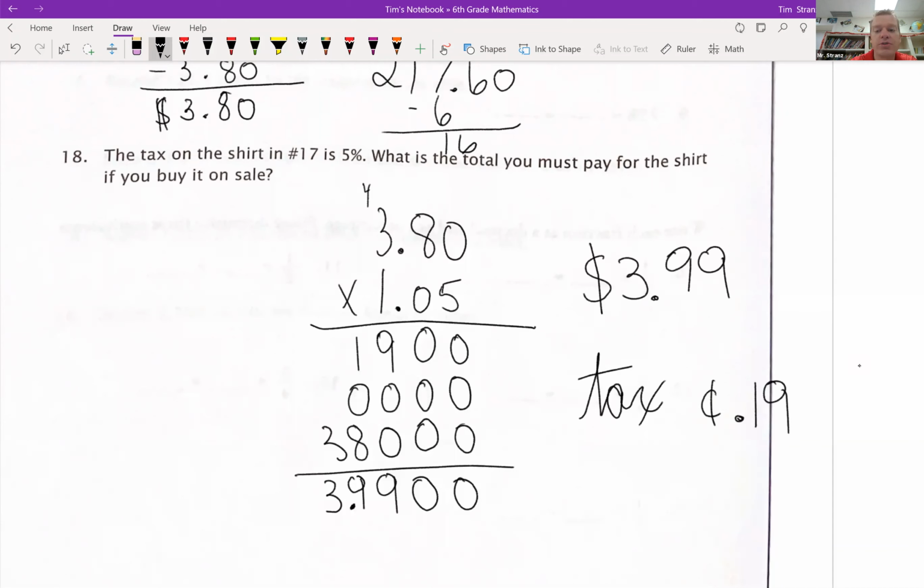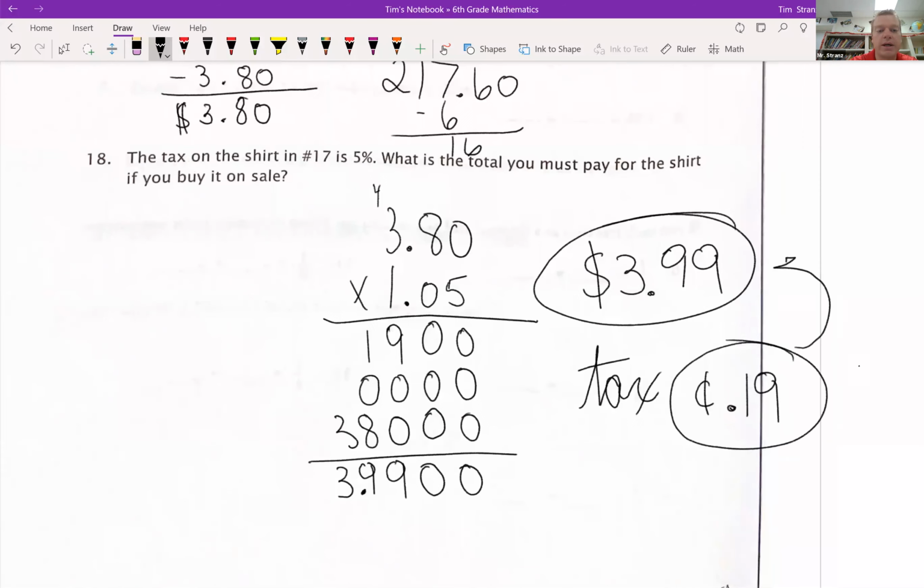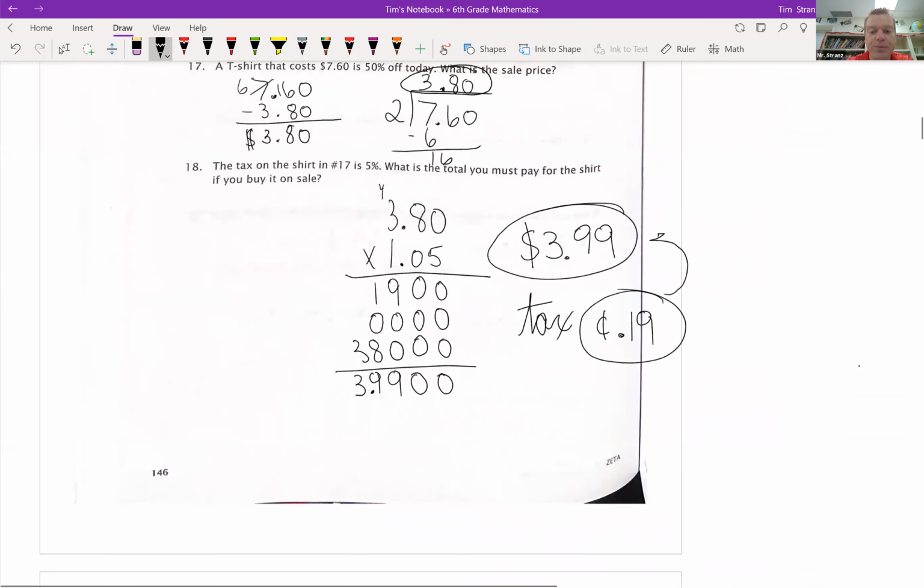Okay, so there's that little trick. If you multiply it by the 1 point percent, you get the full answer. Otherwise, if I would have just multiplied 3.80 times 0.05, I would have gotten 0.19, and then I would have had to go back and add it on to my $3.80 up there. So doing that little trick gives you the final answer instead of having to go back and do that second step.